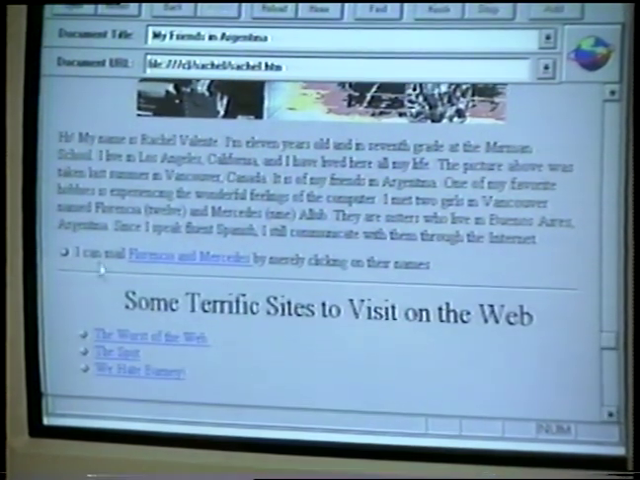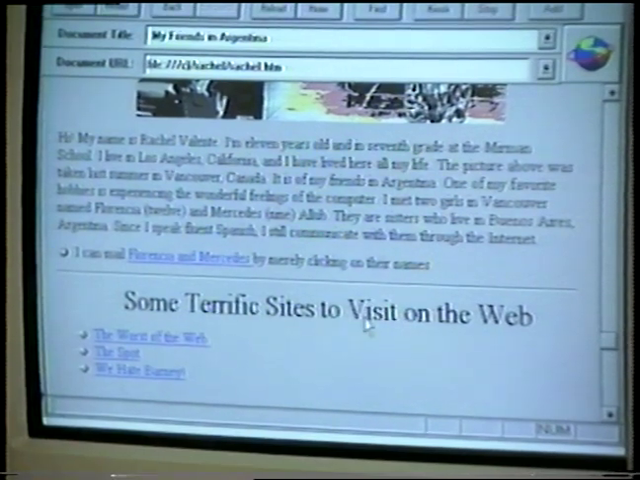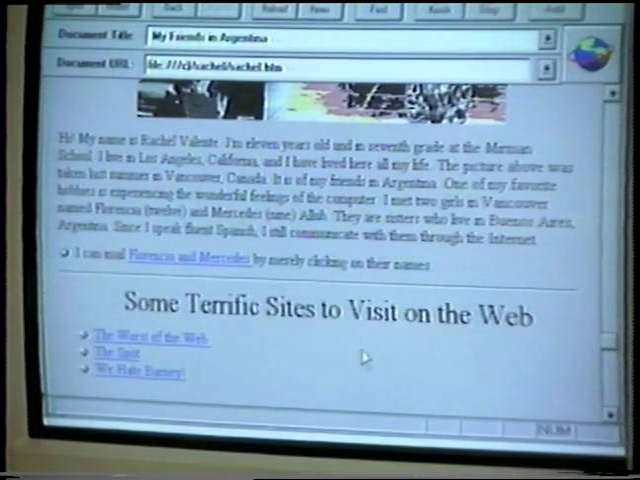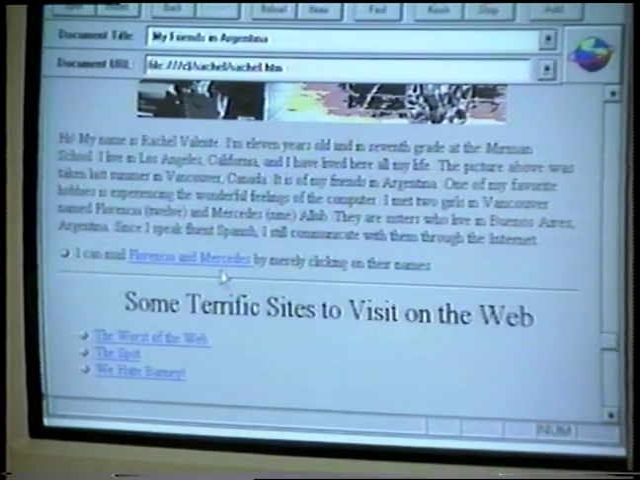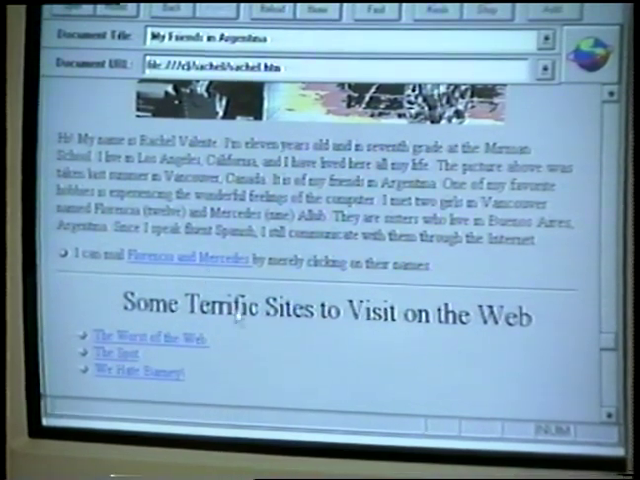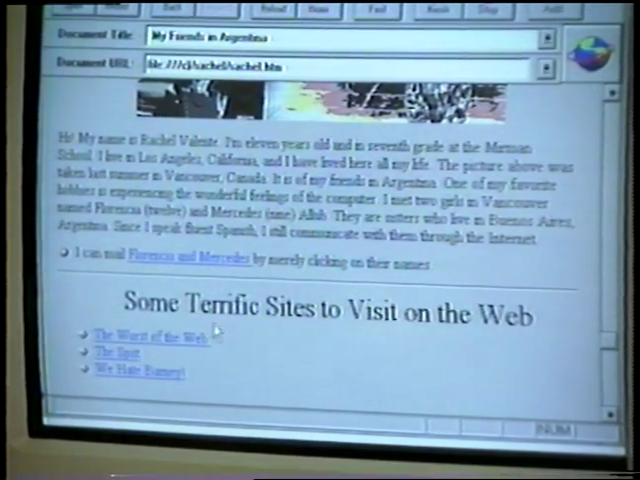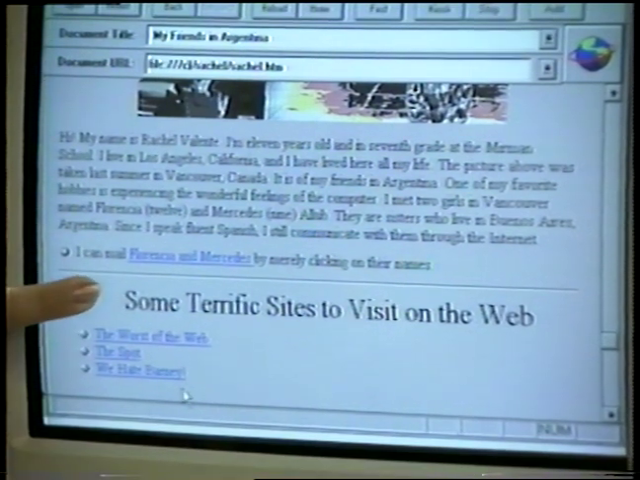And right here, I have an icon that says I can mail Florencia and Mercedes by merely clicking on their names. So if someone wanted to mail them, all you have to do is click on their names, and you can mail them. Down here, I have a heading, "Some Terrific Sites to Visit on the Web."